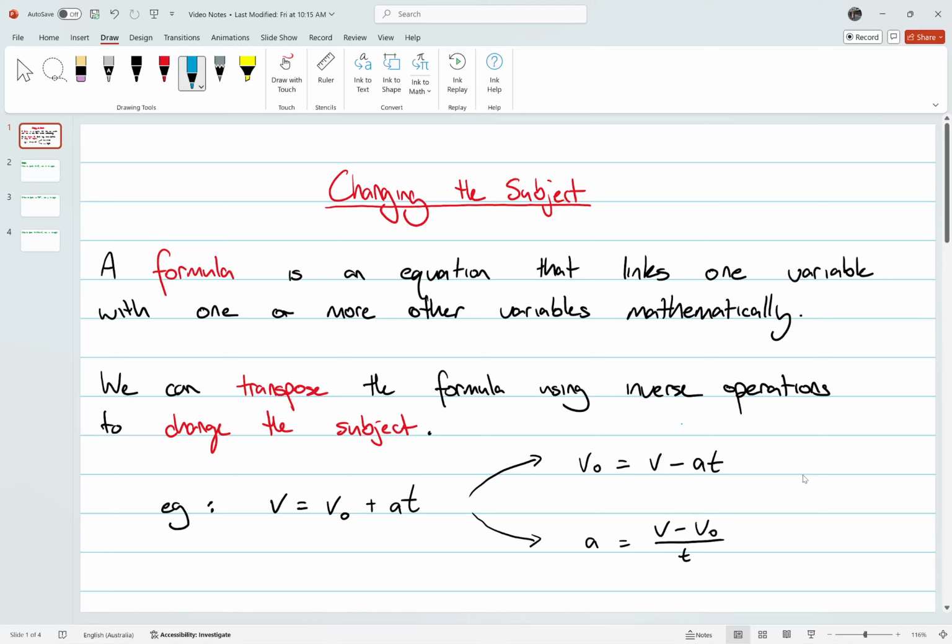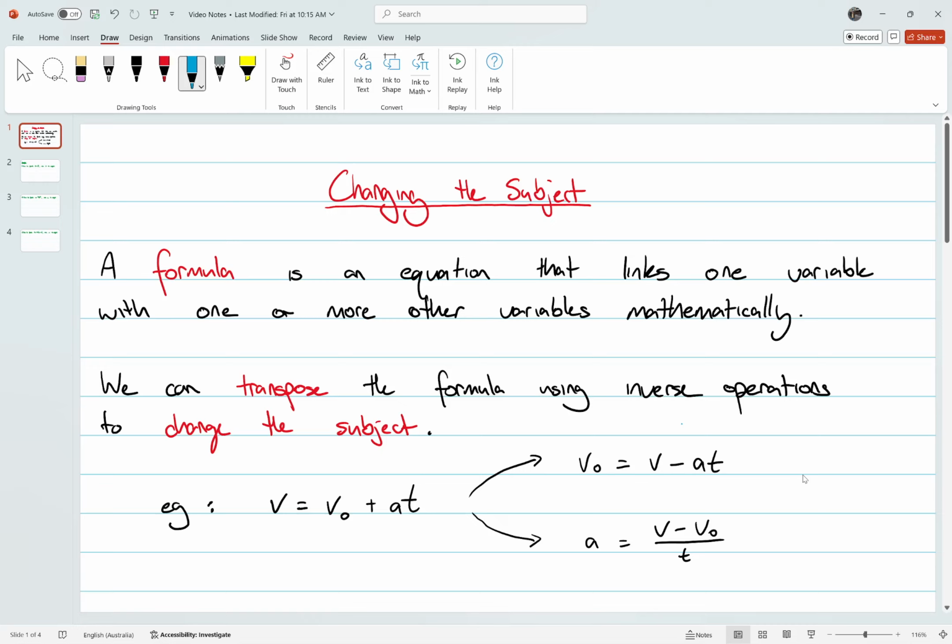Hi everyone, in this video we're going to be looking at how we can change the subject of a formula. So a formula is an equation that links one variable with one or more other variables mathematically. We can transpose the formula using inverse operations to change the subject. Transpose is another word for rearrange it.